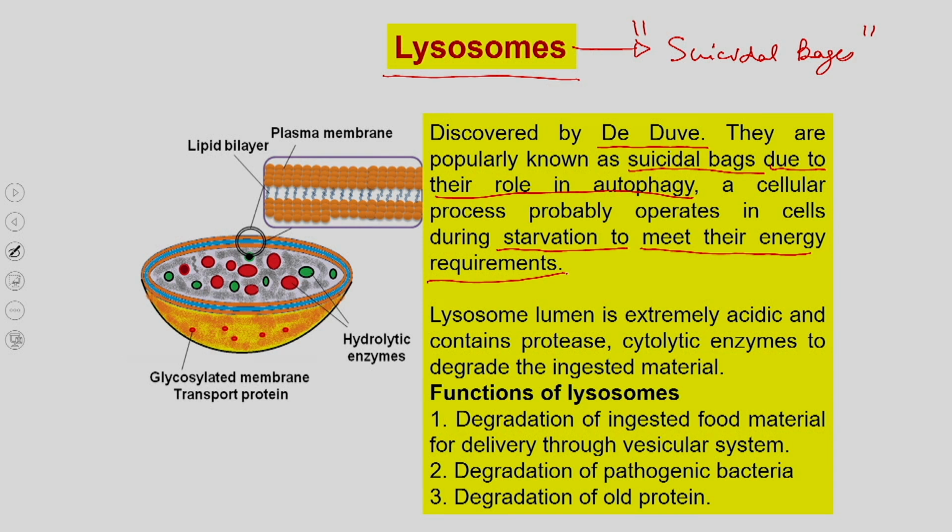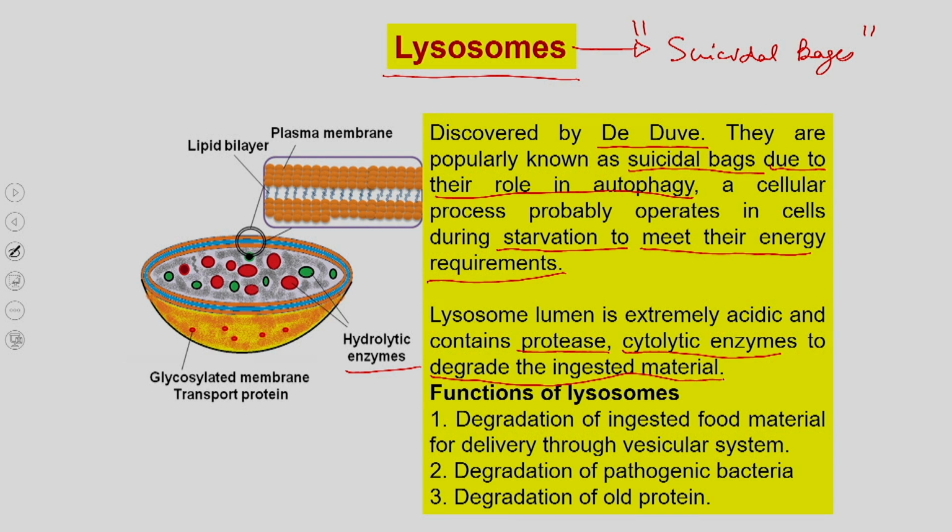So, as you can see, lysosomes are double walled membranous structures. They contain glycosylated proteins on the surface, and the lumen of the lysosome contains hydrolytic enzymes. Its pH is very low, and it contains cytolytic enzymes and proteases. The purpose of these substances is to degrade the ingested material, which means, what is the function of lysosomes?